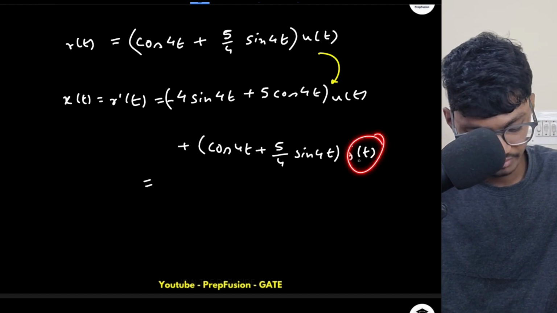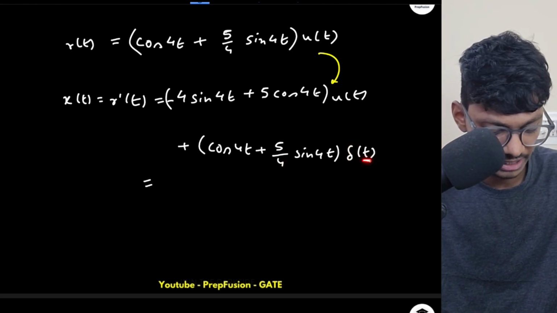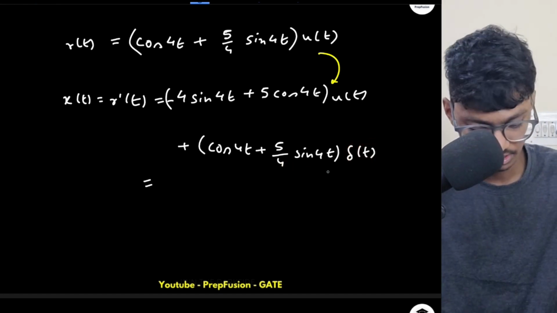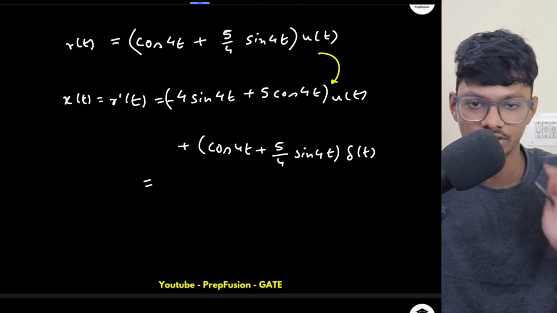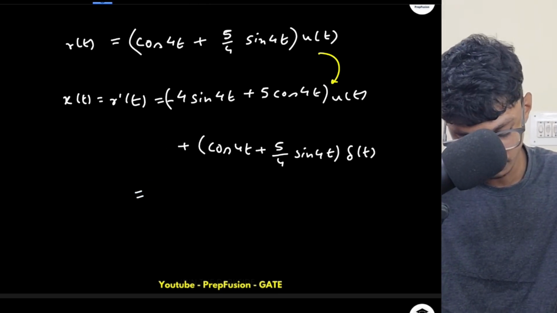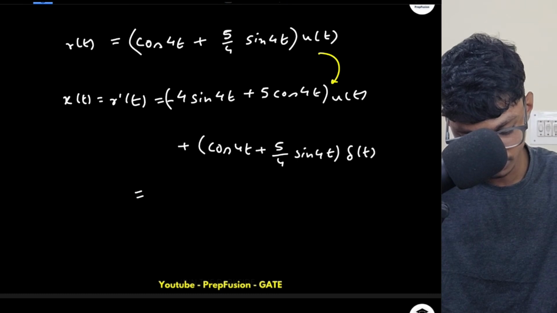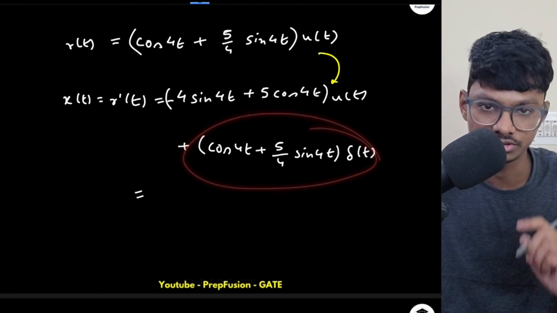Whenever the impulse is multiplied, at the time where the impulse is occurring, we put the value of t there. Reasons, all those things have been explained in control systems, and I hope you have studied signals as well and you know this. So I have to put t equals 0 in this equation.